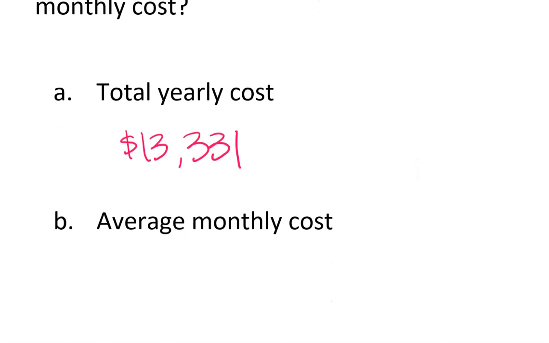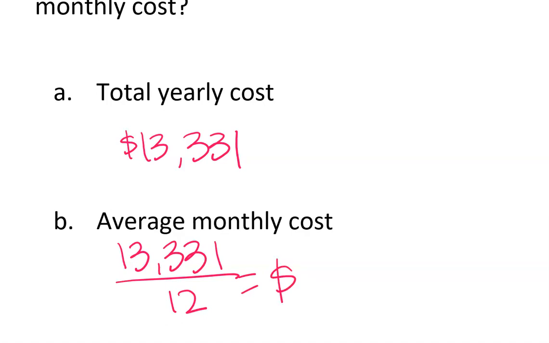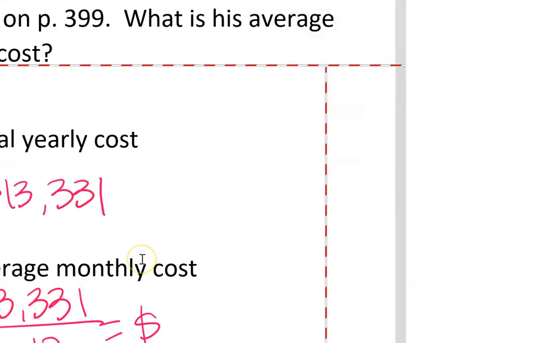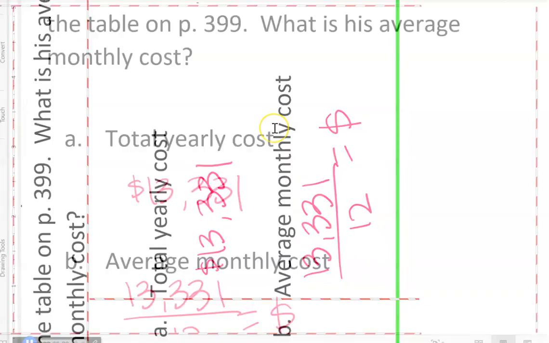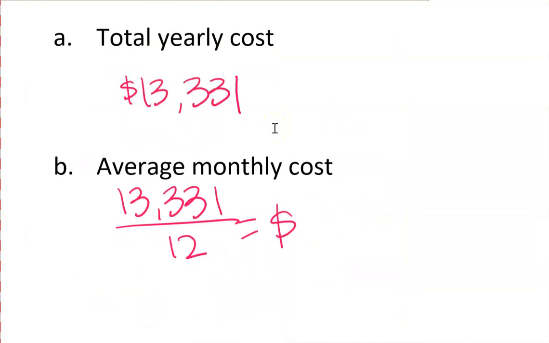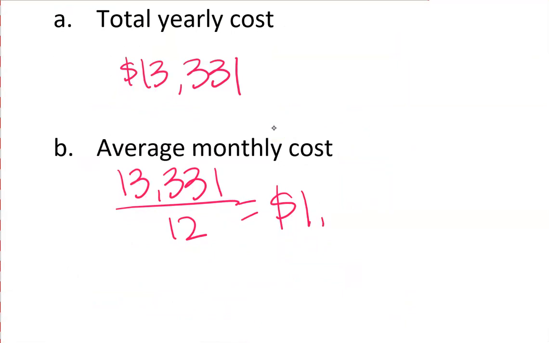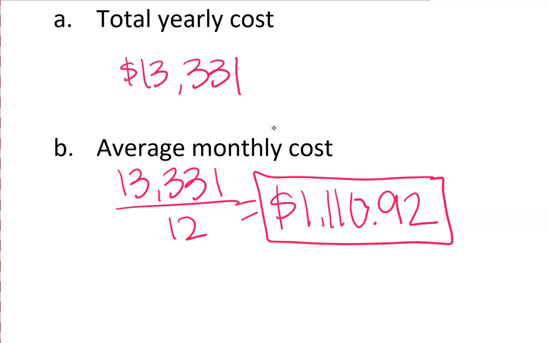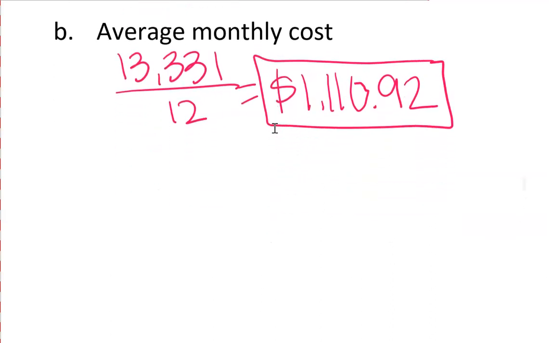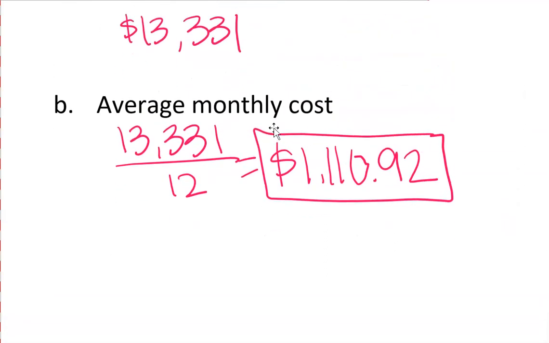The average monthly cost then would be $13,331 divided by 12, which is $1,110.92. Okay, so all of those things being included, you add them all together. Sometimes you're going to have to calculate a few of them, and I'll show you that in a second. But then divided by 12.